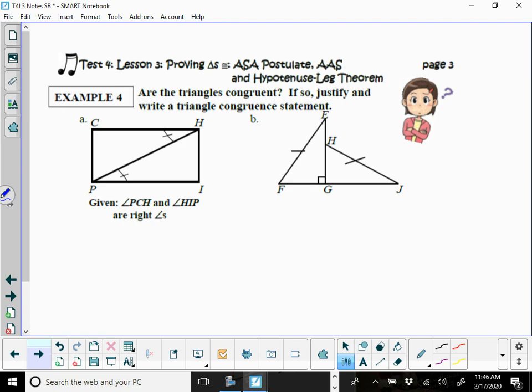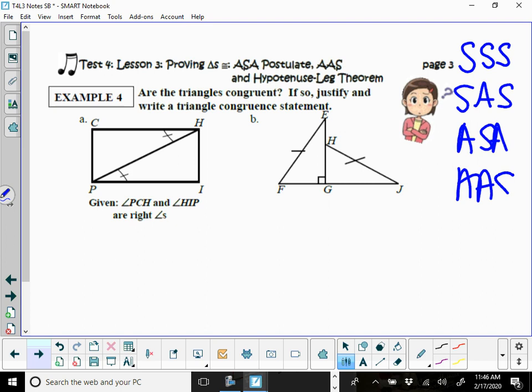All right, page 3, example number 4. Are the triangles congruent? If so, justify and write your triangle congruence statement. Okay, so what we've got here is 4 different ways that we can prove it. We've got side, side, side. We've got side, angle, side. We've got angle, side, angle, and we've got angle, angle, side. Those are the 4 that we have learned so far. So we're just going to look at each triangle individually and see what do we know.